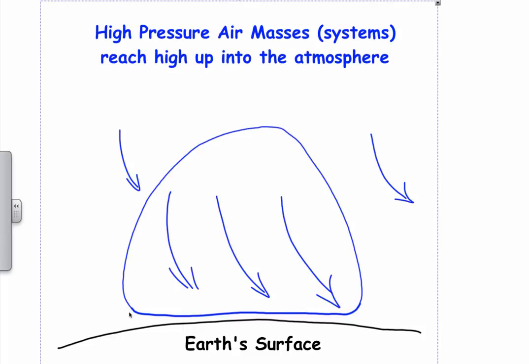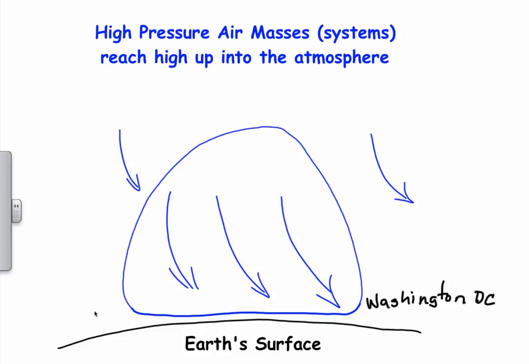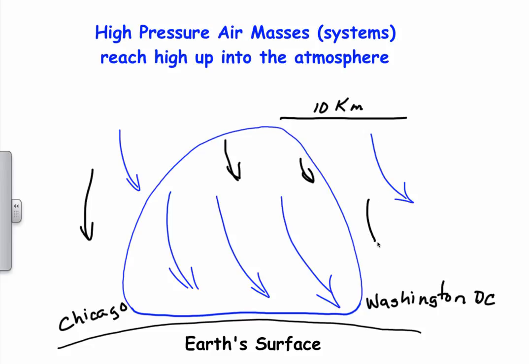Here's the surface of the earth, and this is so huge that this could be Washington, D.C., and this could be Chicago over here. So air masses can be huge, and they extend high up into the atmosphere. So this could be as high as 10 kilometers. And high pressure air masses allow cold air from high up in the atmosphere to sink down to the surface of the earth. So this is a cold, dry air mass.